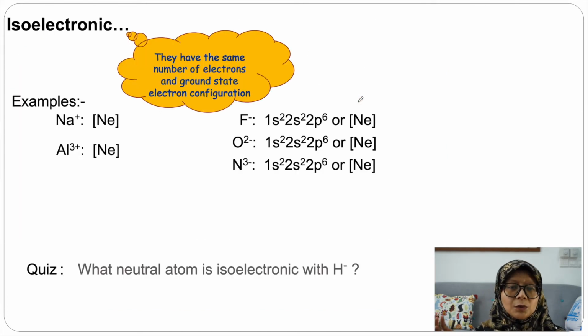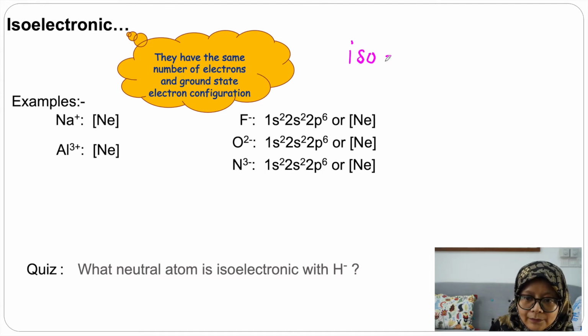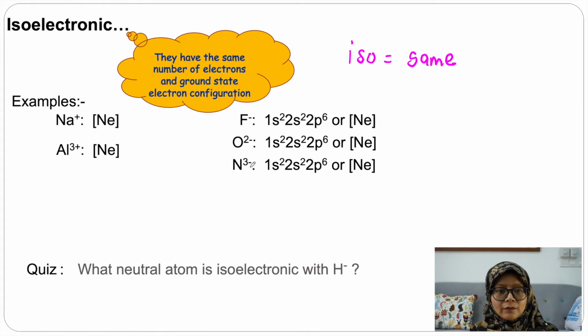Then we go to isoelectronic. What do you know about isoelectronic? Iso means similar or same. So isoelectronic means that two anions or cations, or an anion and a cation, can have the same electron configuration.